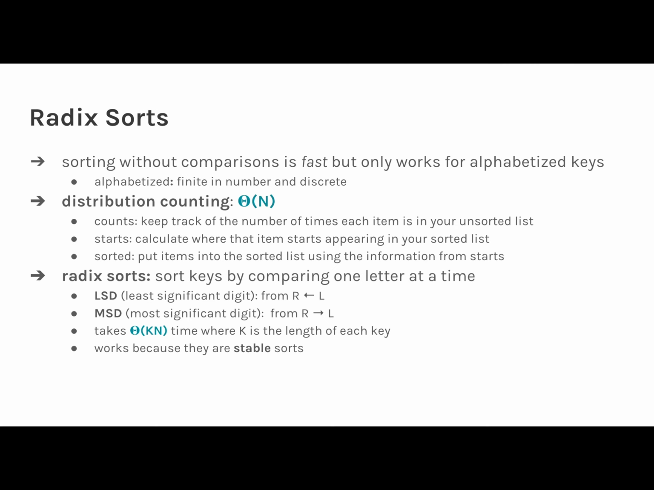Okay, so last thing, I'll quickly mention radix sorts. They're not covered on this week's exam prep, so I'm not going to go in depth, but basically radix sorts are sorts that are not comparison based. So this means it can be very fast, faster than n log n, but it only works for keys that can be alphabetized, so basically values whose order you know beforehand.